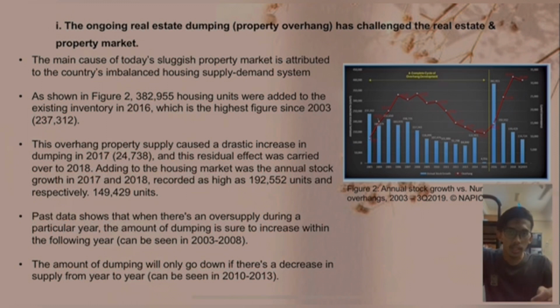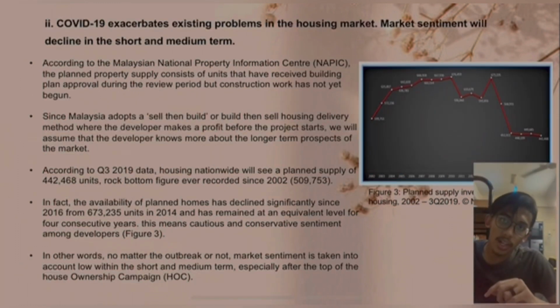This overhang of property supply caused a drastic increase in dumping in 2017, which is 24,738, and this residual effect was carried over to 2018, adding to the housing market. The annual stock growth in 2017 and 2018 was recorded as high as 192,452 units and 149,429 units respectively. Next, COVID-19 exacerbates existing problems in the housing market.